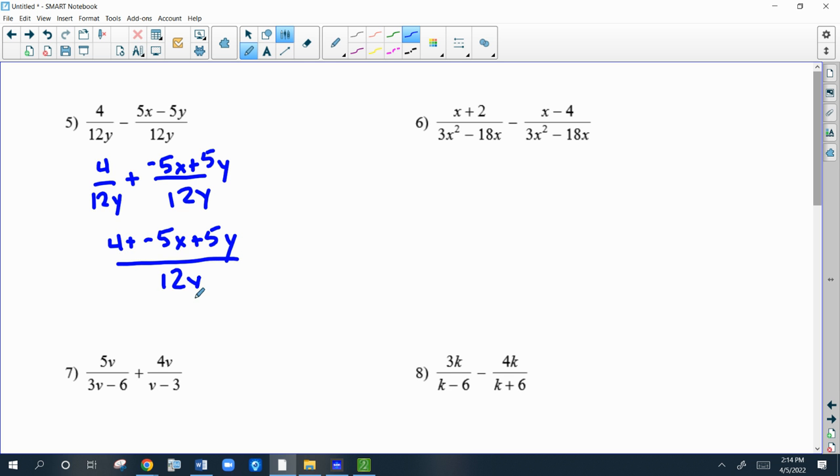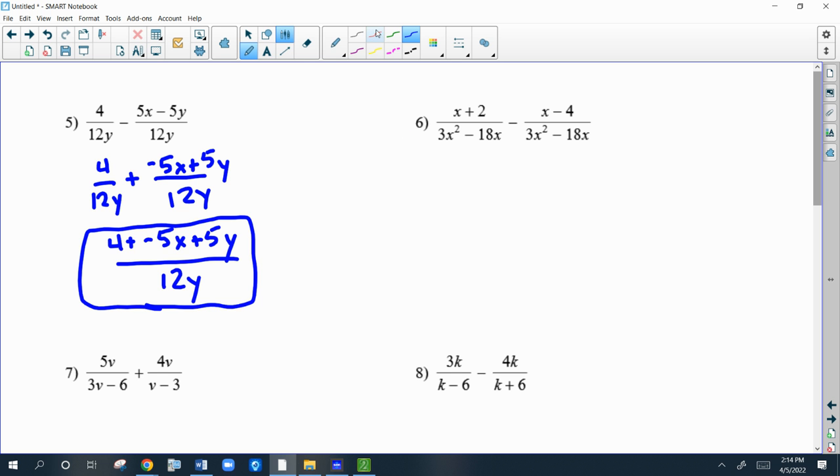And then you add like terms. But it turns out here that there are no like terms on the top. So we're done. Make sure if you did this and are looking at it that this is a plus 5y. In other words, make sure you distributed that negative. But we are done here.